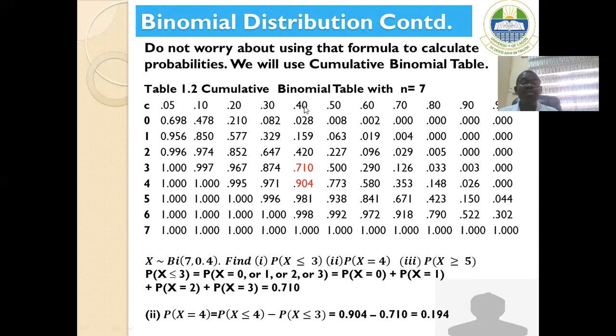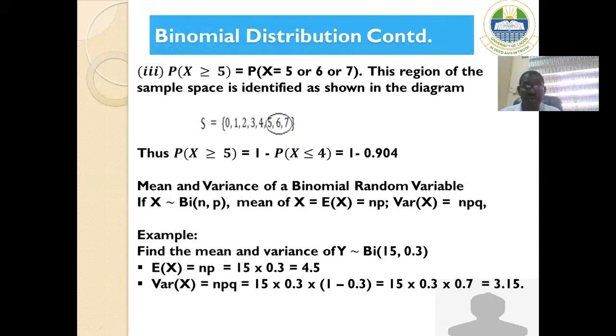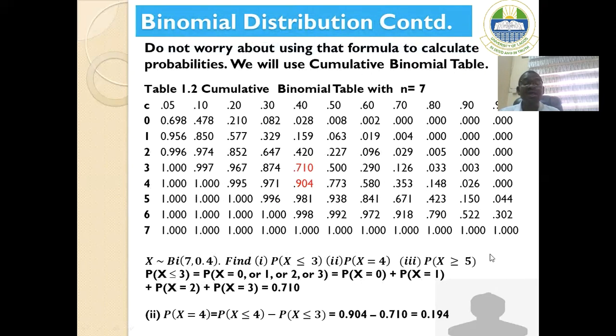Here, look at our probability 0.4. When we reach here under 3, look at it. The value here for 0.4 for x equal to 3 is 0.710. This is not the probability that x equal to 3. It is the probability that x is less or equal to 3. That's why we call it cumulative probability. It includes the probability that x is 1, the probability that x is 0, the probability that x is 2, and so on.